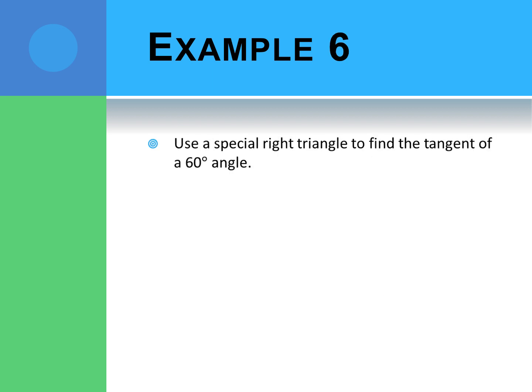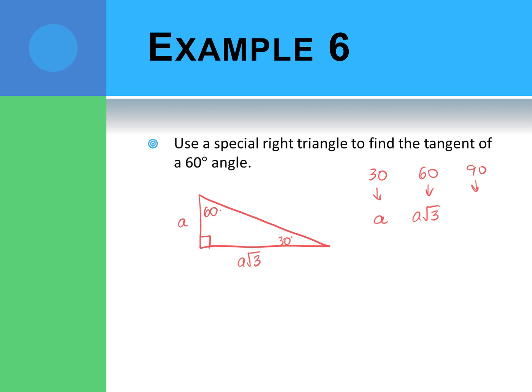So this one's kind of interesting because this one says use a special right triangle to find the tangent of a 60-degree angle. Well, first let's write out a special right triangle. We know that this would be a 30, 60, 90. And remember that we talked about these triangles having specific ratios. I don't actually need the specific side measures to figure this out. I know the side opposite the 30 would be, let's say, A. The side opposite the 60 is A radical 3, that's this side. And the hypotenuse would be 2A, and that's up here.